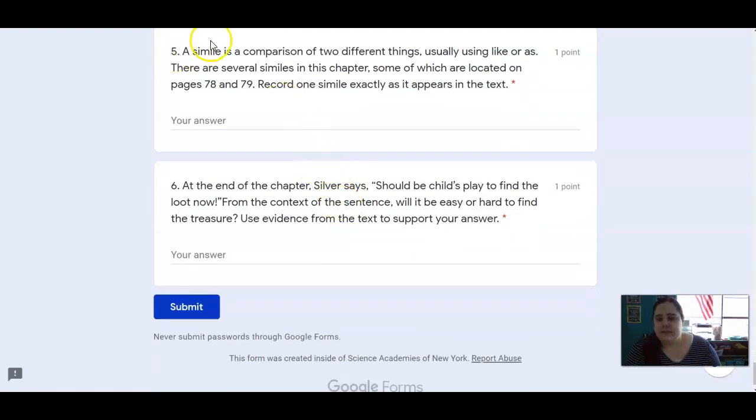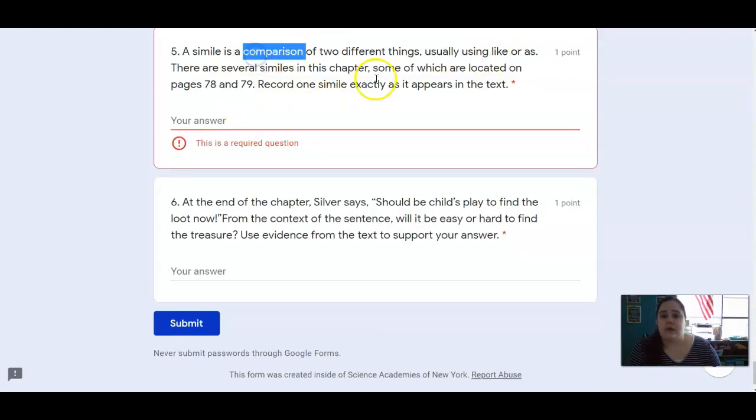Number 5, a simile is a comparison of two different things, usually using like or as. There are several similes in this chapter, and you're looking at page 78 and 79. You're going to find one simile and just copy and paste it right into the text box. So again, this is a comparison, and you're looking for those words like or as.